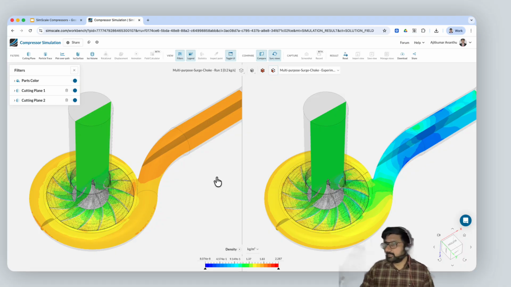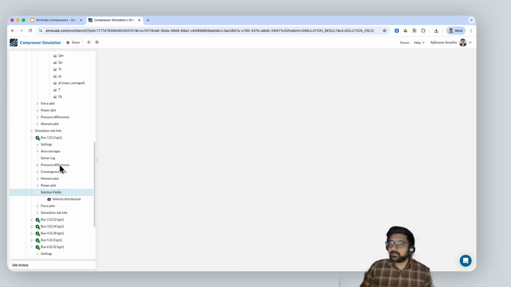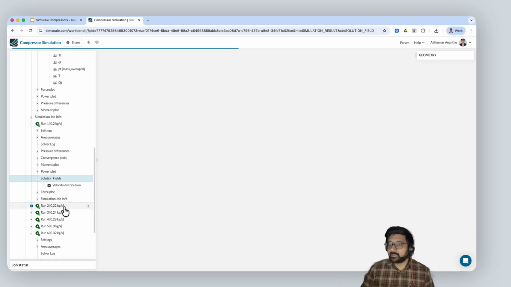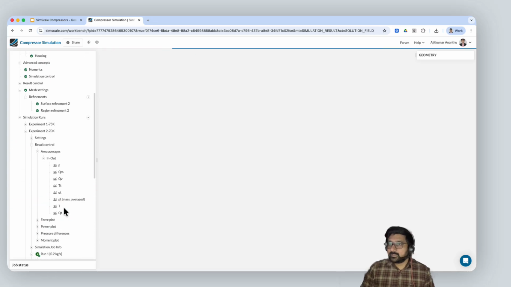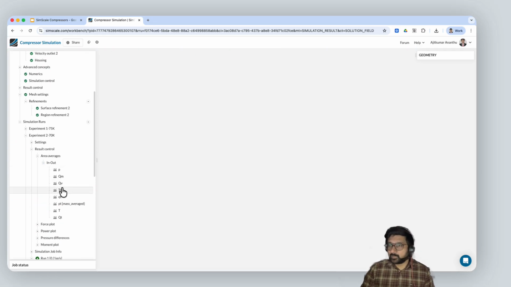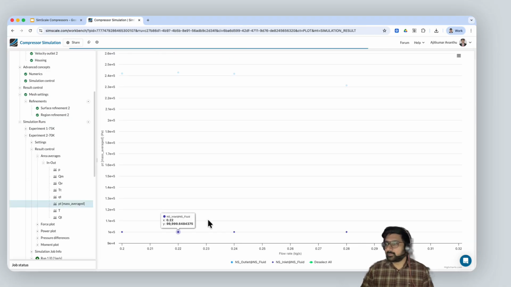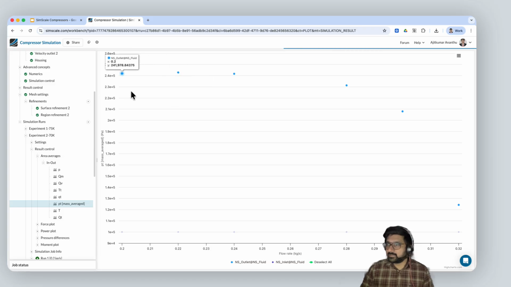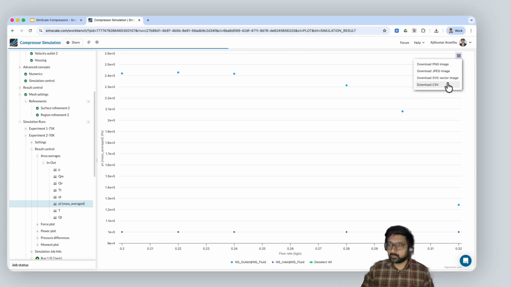Apart from the visual feedback that we can get from a CFD simulation of a compressor, we can also look into the efficiency parameters like the pressure ratio on a 2D plot. This is available as part of the results for each simulation, and since we have run a series of operating points, you will also ultimately get a plot that compares the total pressure with respect to the flow rate. Here you can see the change in pressure with respect to the flow rate, and this can be easily downloaded as a CSV file for further post-processing.